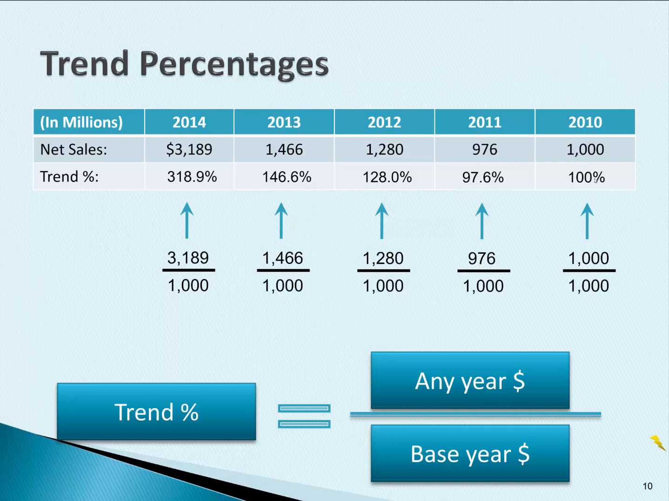So what do you think of this company's net sales? It looks like initially the sales dipped a little, but then they increased rather substantially, and then they exploded in this last year, 2014. So this is trend percentages, a form of horizontal analysis.